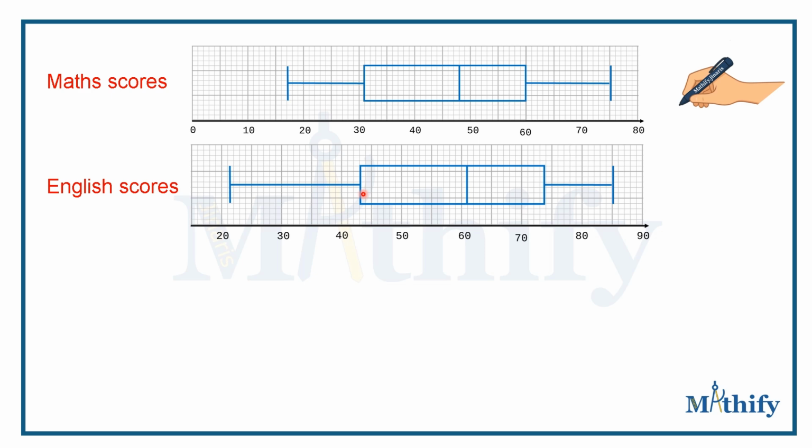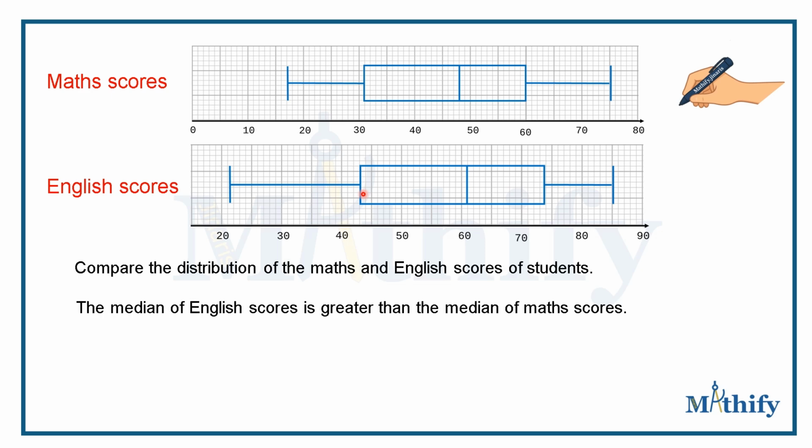When we look at comparing the distributions of the maths and English scores, we are looking at 2 important pieces of data. One is the median, and the other is the interquartile range. So to start off, we can see that the median of English scores is greater than the median of math scores. Why is that? The sole reason is because the median for the English score is 61, which is substantially greater than the median score for maths, which is 48. So that's your first comparison.